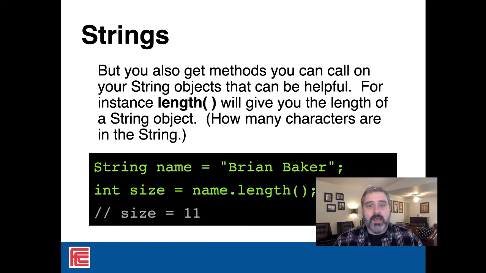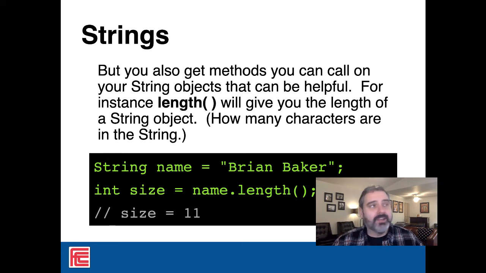For instance, I could say, hey, I've got a string called name. What's the length of that name? I can push that button, and it'll return a value for me. So here I'm setting the variable name, technically the object name, to my name, Brian Baker. And then I'm saying int size equals name.length. So what's the length of the name? Well, in this case, size would have the value of 11 because there are 11 characters in my name.